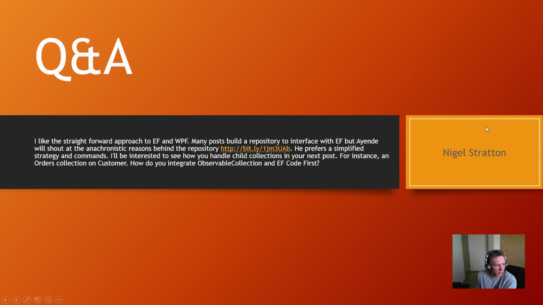Okay, Nigel Stratton. I like the straightforward approach to EF and WPF. Many posts build a repository to interface with Entity Framework, but I'll shout out the anachronistic reasons behind the repository. He prefers a simplified strategy and commands. I'll be interested to see how you handle child collections in your next post. For instance, an orders collection on a customer. How do you integrate observable collection and EF code first?